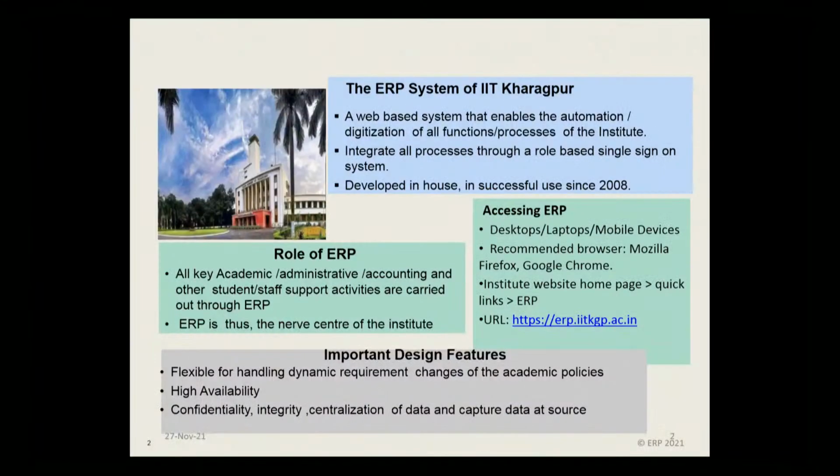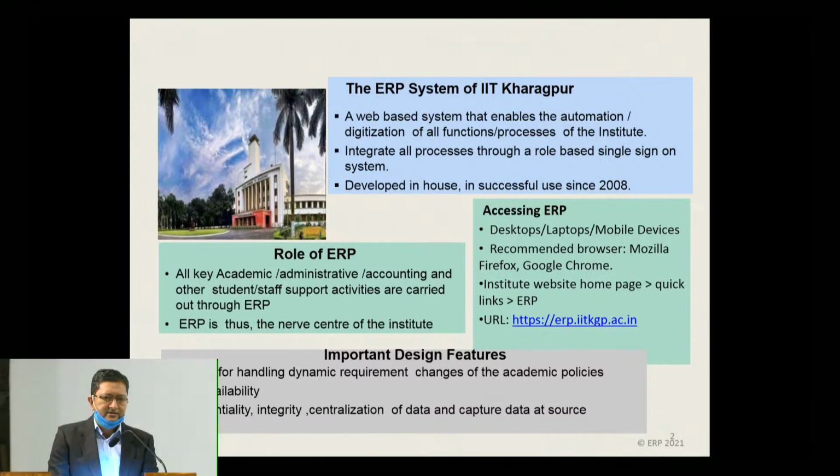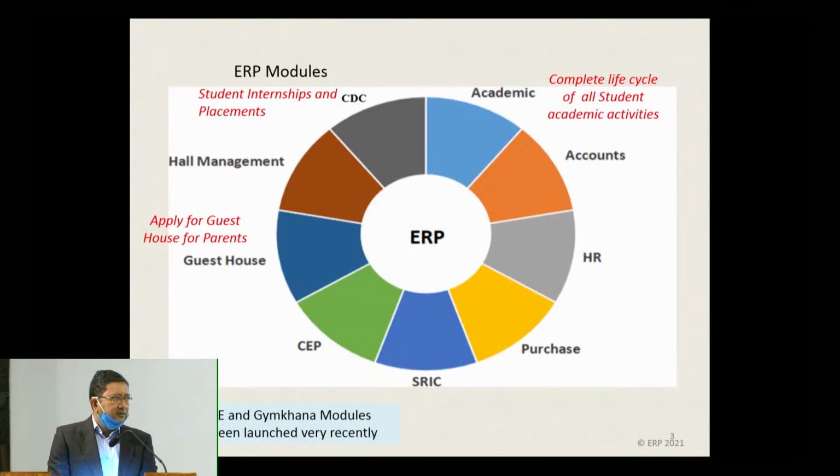its usage. What you can see is that the URL for accessing ERP is shown. It is erp.iitkgp.ac.in. It's written down there. And the good thing is that it's a role-based system. There are many facilities and many activities which happen inside ERP, and all of those happen through a common login. All right. Next slide, please.